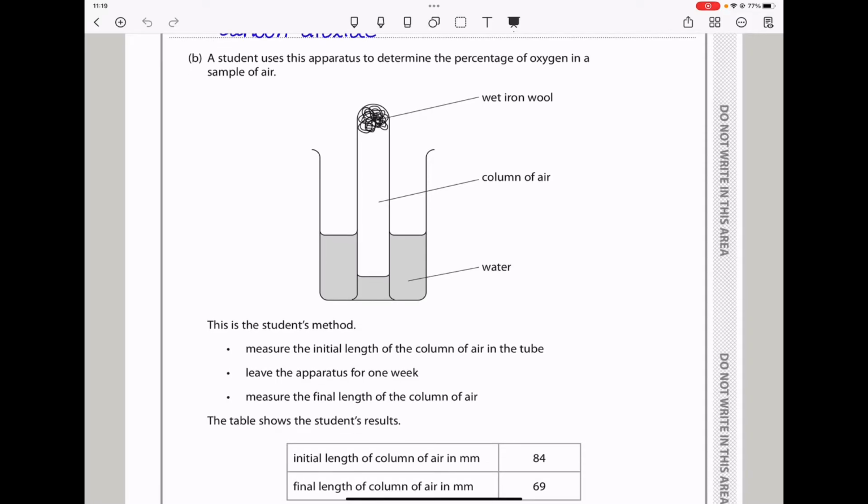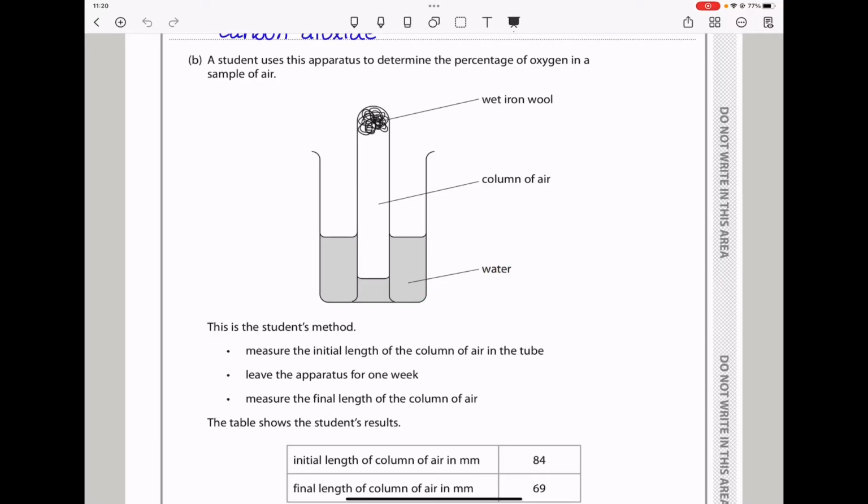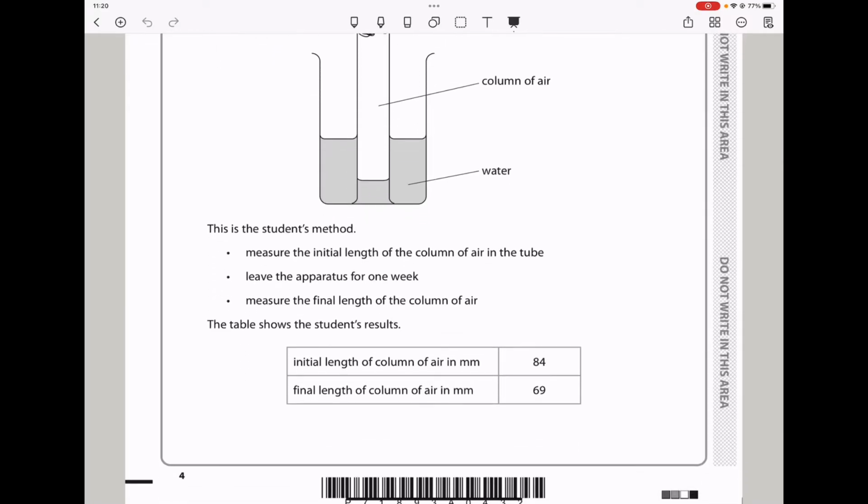sample of air. So we see there is wet iron wool, we see a column of air, and there is water here. Rusting of iron requires water as well as oxygen, so the oxygen in air is going to be used up in this rusting process, and then this water is going to come and fill the space that was previously occupied by oxygen. So next they say, this is the student's method.